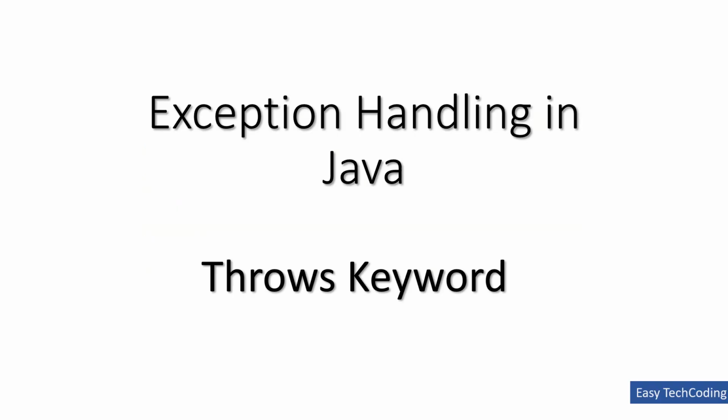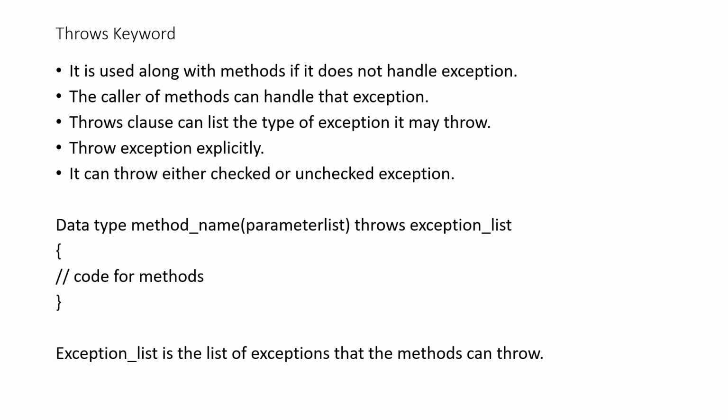Today we have learned about exception handling using the throws keyword. The throws keyword is used along with methods if the method does not handle the exception. Suppose the method throws an exception. If it does not handle the exception, the throws clause can be used along with the method. The caller of the method can handle that exception.